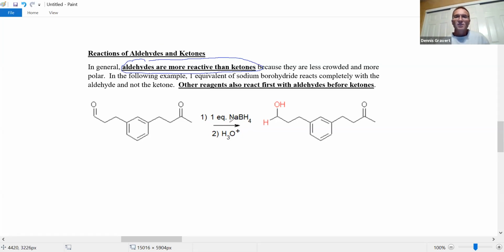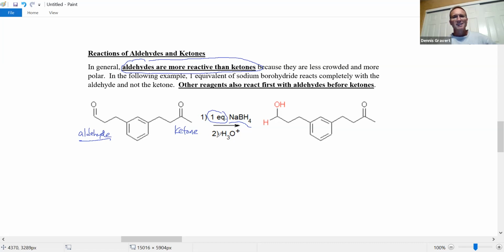We know that sodium borohydride, NaBH4, reacts with both aldehydes and ketones. If you have a molecule that has both an aldehyde and a ketone, you can just treat the molecule with one equivalent of sodium borohydride, and it will first attack the aldehyde, and then when all the sodium borohydride is used up, the reaction's over. All the aldehydes in the molecule will react first before the ketones.